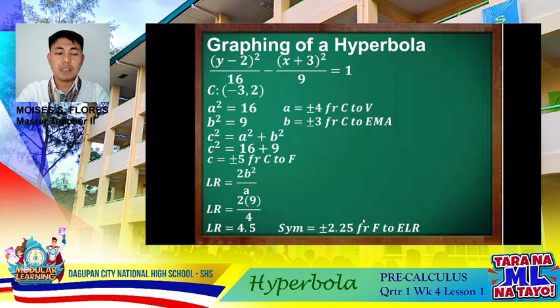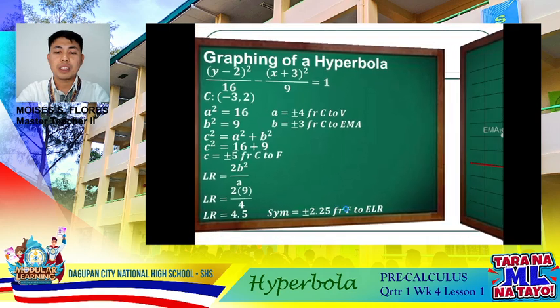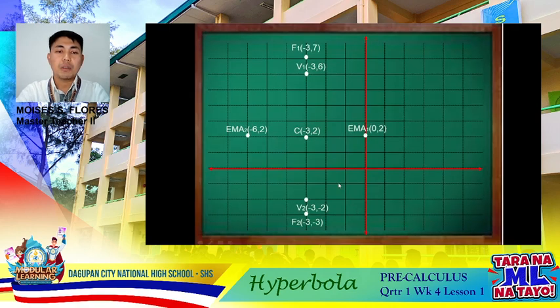So starting from our f sub 1, so 2.25. Where is our f sub 1? There you have. So 2.25 units to the left, 2.25. There you have our first LR. Okay, and then of course its label or coordinate. Then proceed 2.25 to the right. Okay, its label. There you have it.